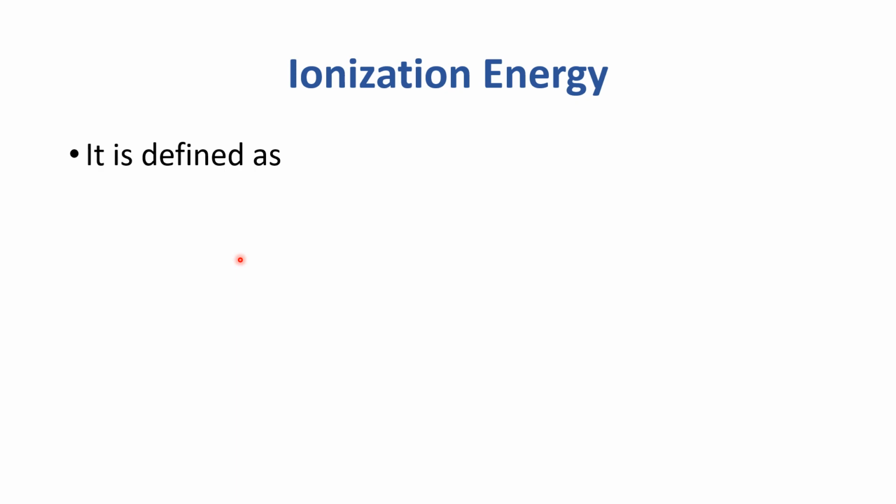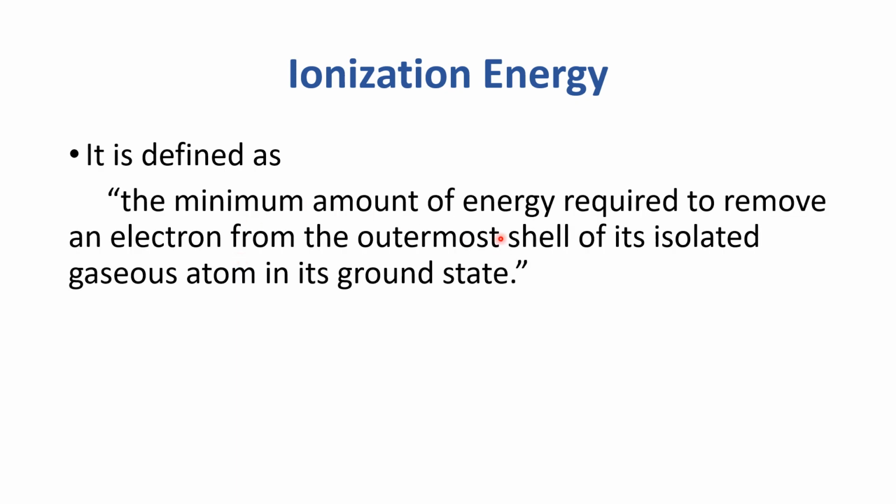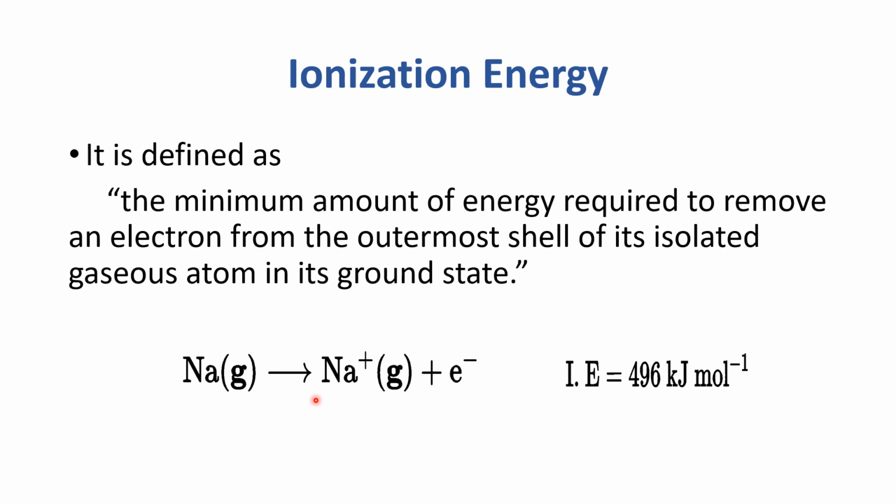Next is ionization energy. It is defined as the minimum amount of energy required to remove an electron from the outermost shell of its isolated gaseous atom in its ground state. For example, sodium जब अपना एक electron lose करता है, it absorbs about 496 kilojoule per mole energy.